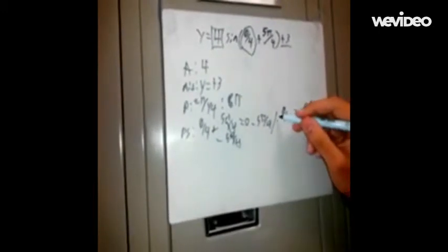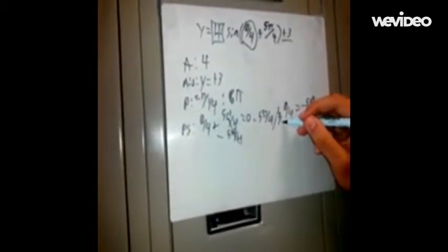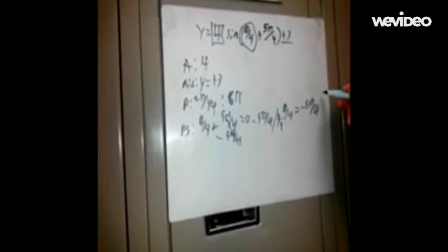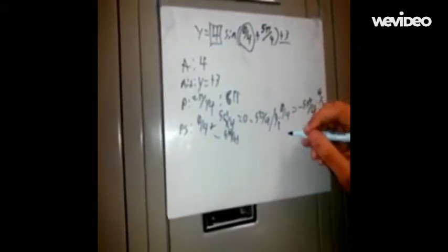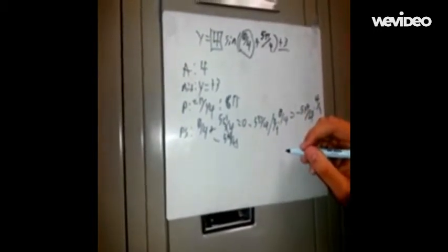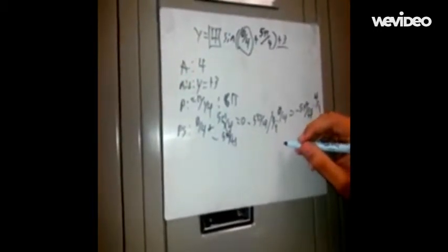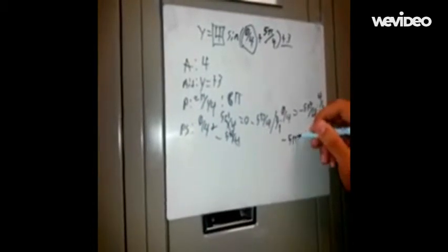And then you just multiply by the reciprocal on both sides. And this is the reciprocal of theta over 4. And your phase shift should be -5 pi.